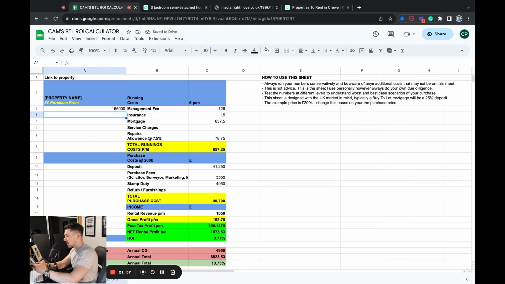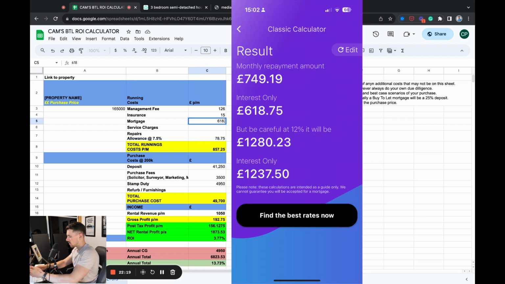If I start to plug in my numbers again, so 165,000, 75% of that means that I have 123,750 to mortgage. Plug that in at 6%. That brings my interest-only mortgage down to £618.75.